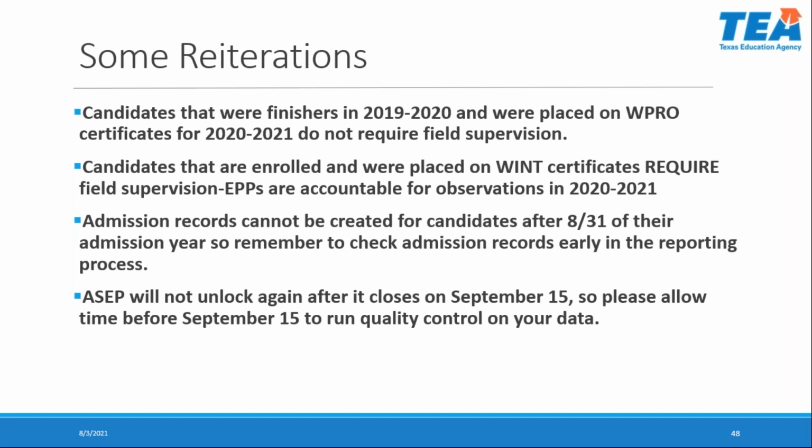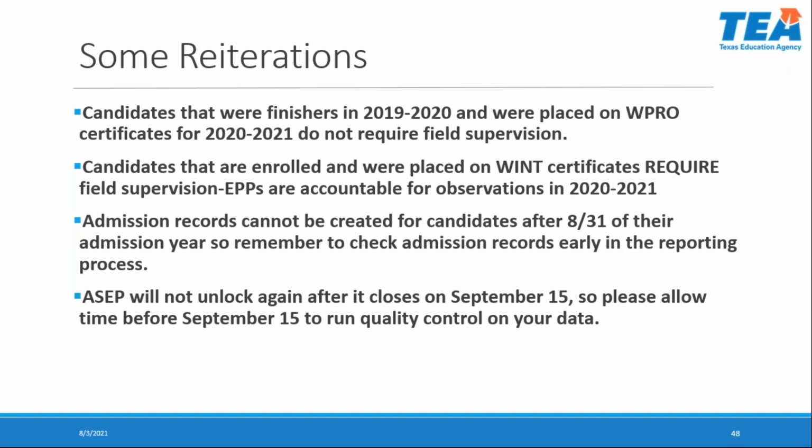Before we close today, let me reiterate some key points that we felt were important enough to repeat. Bullet 1, candidates that were finishers in 1920 and were placed on waiver pro certificates for 2021 do not require field supervision. These candidates were not completing an internship and therefore were not required to have field supervision, and no observations are reported for these candidates.